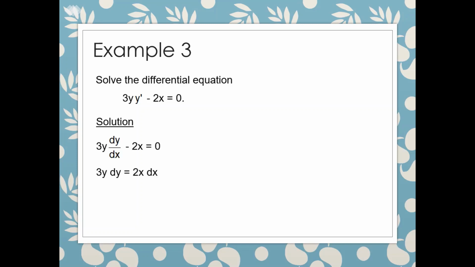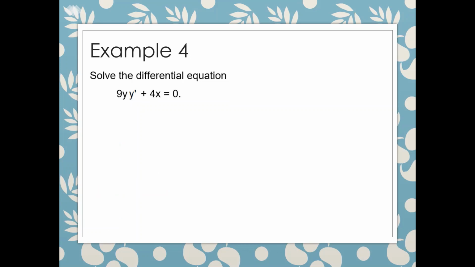Replace the y prime with dy over dx, then separate the variables. You should obtain 3y dy equal to 2x dx. Integrate both sides. You should obtain 3 over 2 y squared equal to x squared plus c.